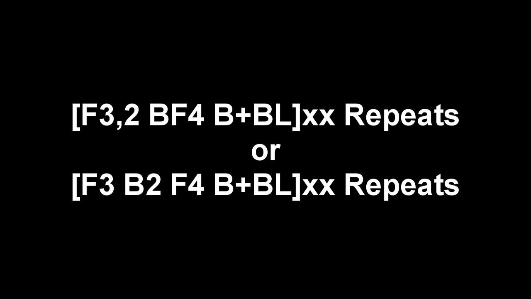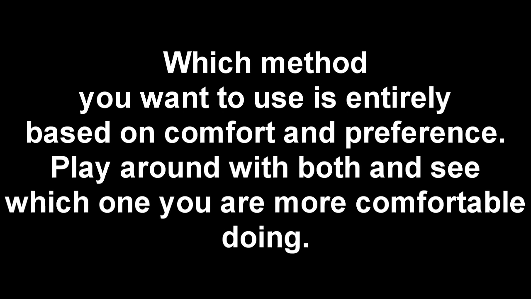Alright. Speaking of execution, there are 2 commonly known ways of executing the block trap. The first is forward 3-2, back 4, back and block. I'll put up the commands now. And the second way is forward 3, back 2, forward 4, and back and block. I use the first method because I find it easier for me to do. Again, which you should use is entirely up to you, and it's entirely preference. Play around with both, see which one you're more comfortable with, and that's the one you should be using.